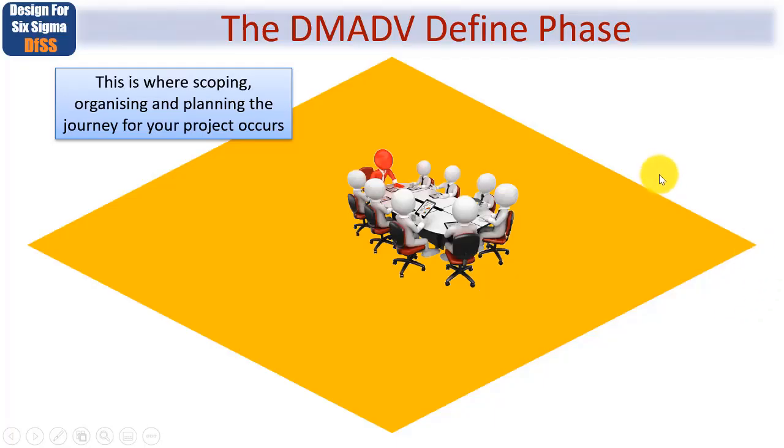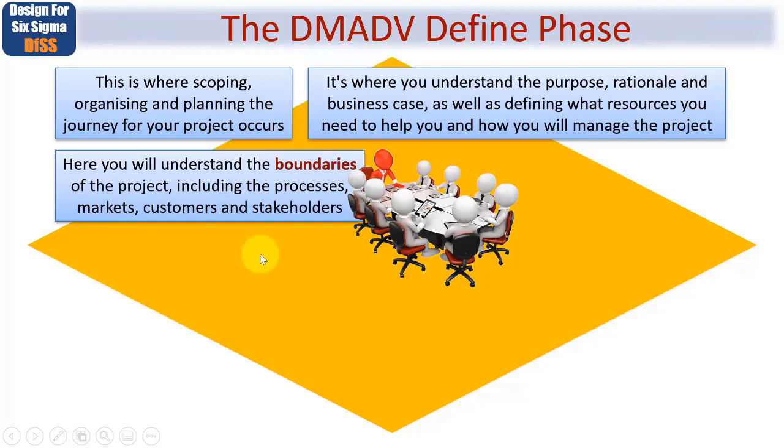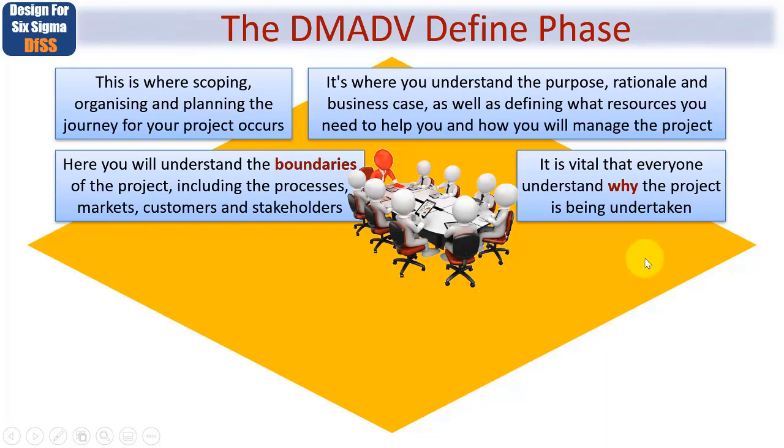Okay, so the D in DMADV is the define phase, and it's here where you scope the project, and it's where the organising and planning of your project actually occurs. So it's where you understand the purpose, rationale and business case, as well as defining what resources you need to help you by giving information and of course to resource the project, along with how you will manage the project. So it's here that you will understand the boundaries, hence scope, of the project, including the processes, markets, customers and stakeholders. It's therefore vital that everyone understands why the project is being undertaken.